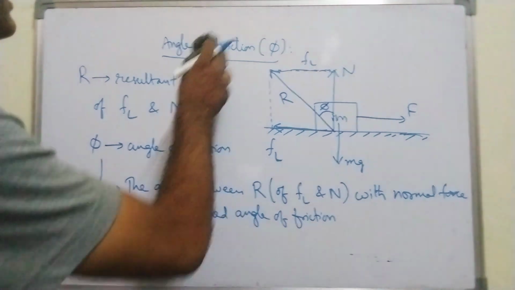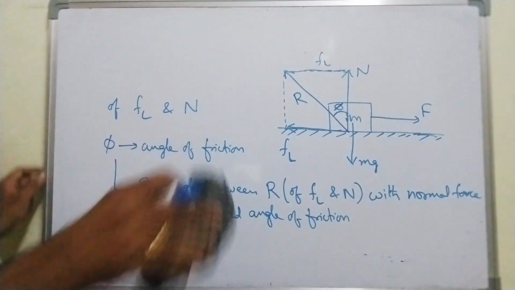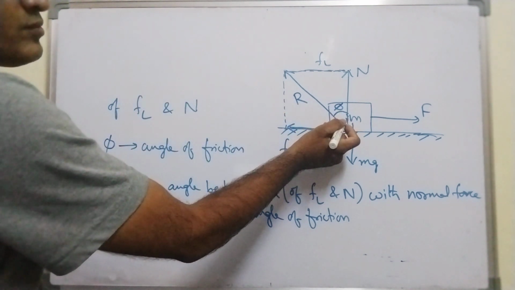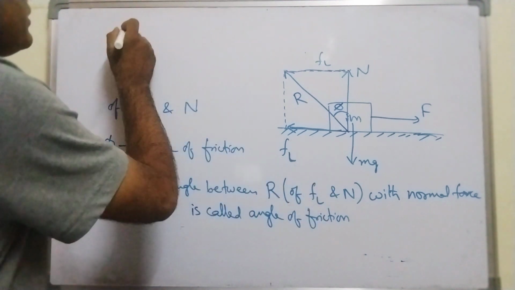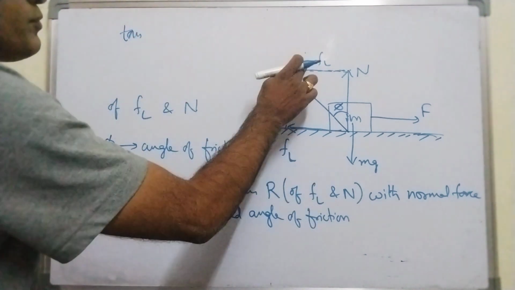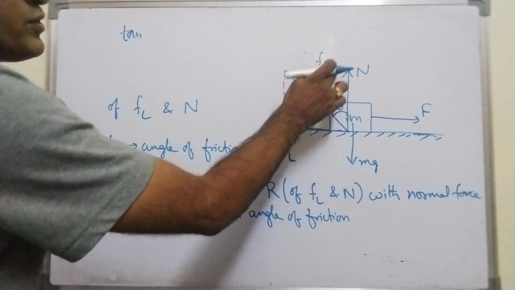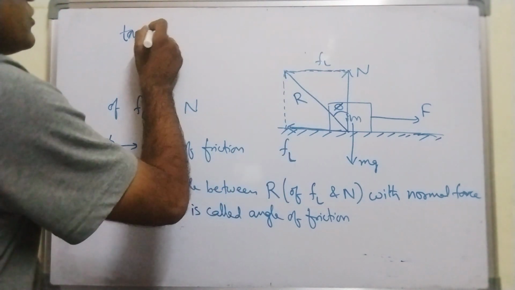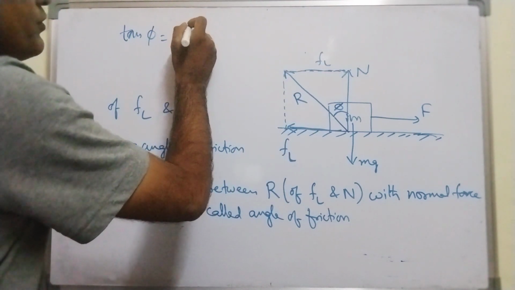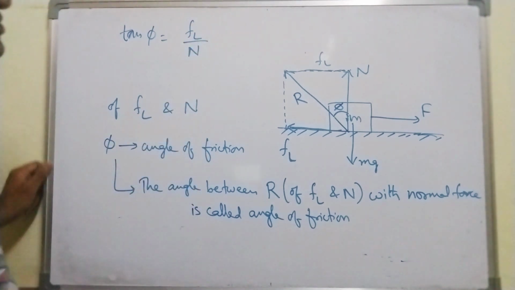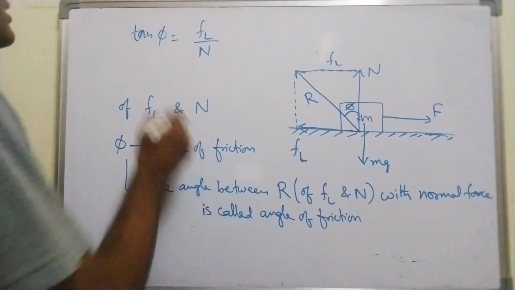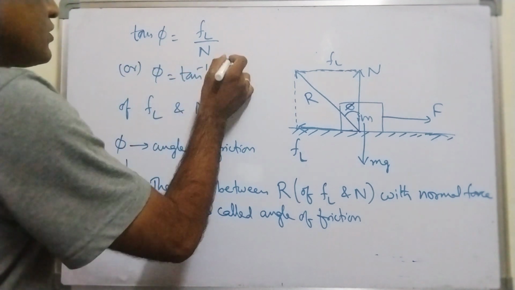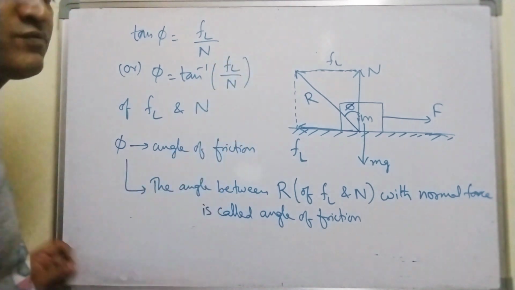So how to find out phi now? What is the value of phi? I can find it out when you know the formula for tan theta. Tan phi, because I know the opposite side and the adjacent side. To this phi, the opposite side is limiting frictional force. To this phi, the adjacent side is normal force. So tan phi is equal to limiting frictional force by normal force. Or I can write phi is equal to tan inverse of limiting frictional force by normal force.